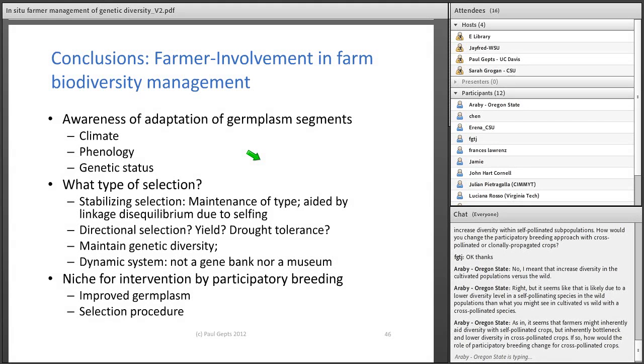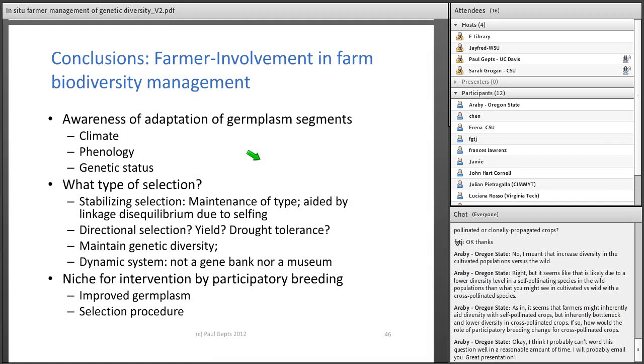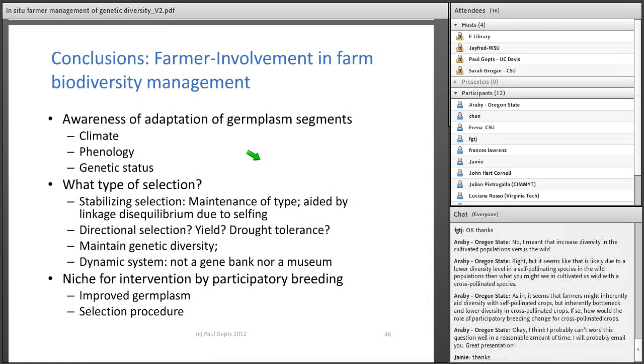Yeah, I think that there is definitely a way to increase diversity, but what we see, the example I gave you, is that, thanks again, Dr. Gepts, some farmers already do this. They are able to increase diversity to a level that is comparable with the wild population surrounding the field.